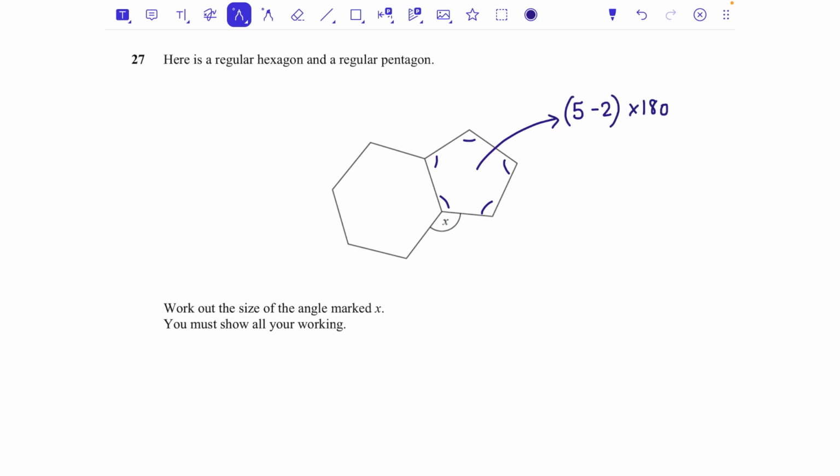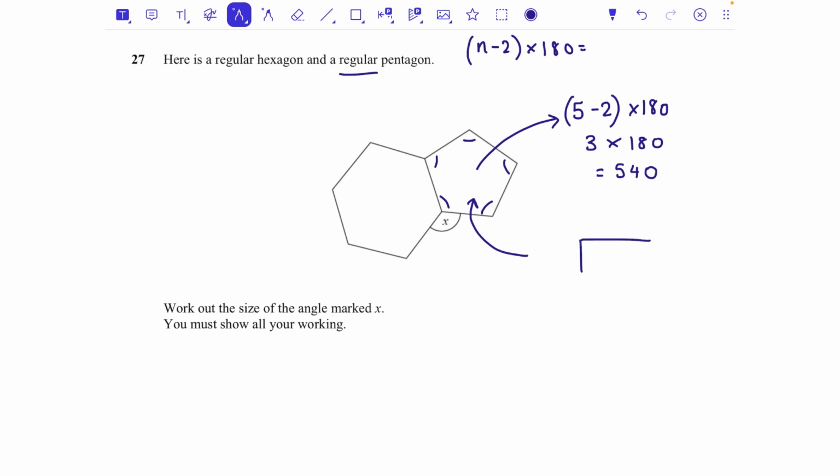So the formula to work out how many degrees are inside a shape is the number of sides, take away 2, times by 180. So in this case, we've got 3 lots of 180, 180 times by 3, which is 540. So 540 degrees in a pentagon. Now, because it's regular, all of those angles inside, all 5 angles, are going to be the same.